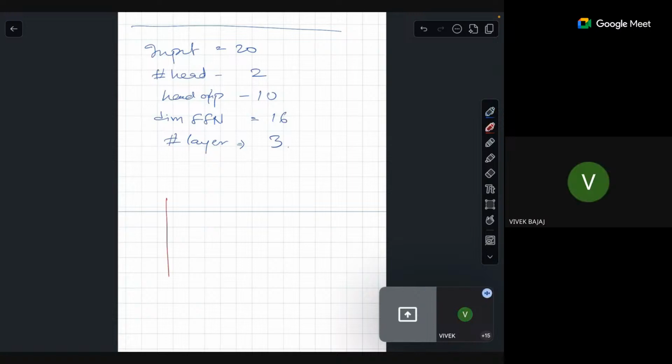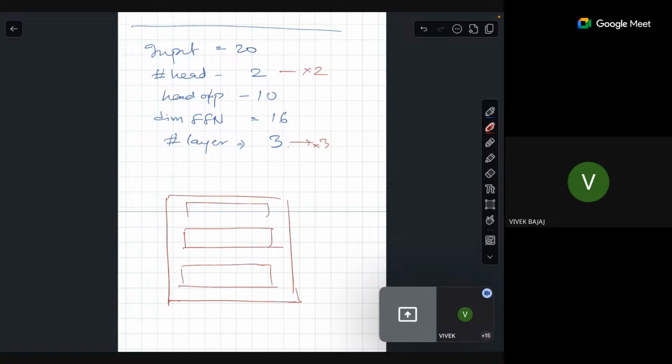For the first layer, I took the input, just for the first layer, right? Whatever happens, you just multiply it by 3 later on. Yes. And we are just talking about one head because when we do it for one head, we just multiply it by 2. Right. So the first layer has 3 sublayers, any layer has 3 sublayers. The first one is the masked self-attention.